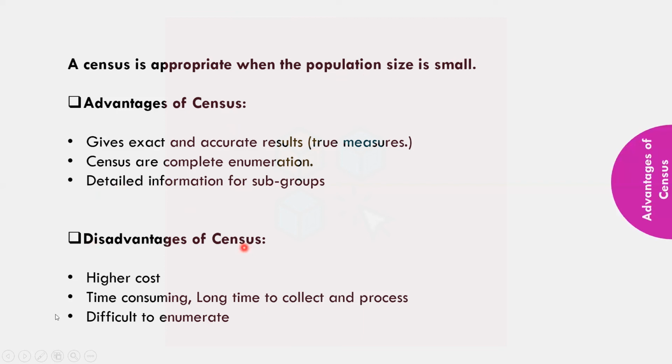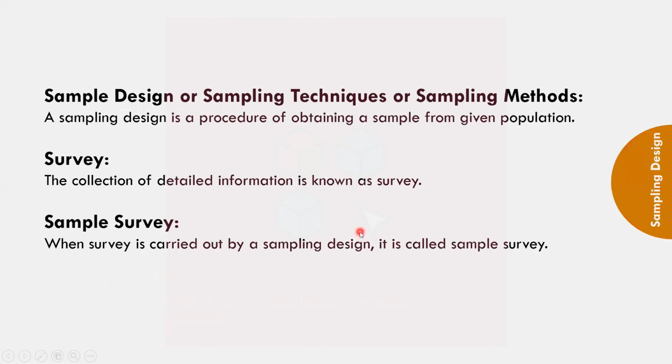Disadvantages of census: obviously all the elements are included in the study, so higher cost is consumed, and more time is consumed to collect as well as process the data, because the data is long. You have to enter it in software on the computer and then manipulate it, and it is difficult to enumerate the results from the whole data. These are the disadvantages of the census.